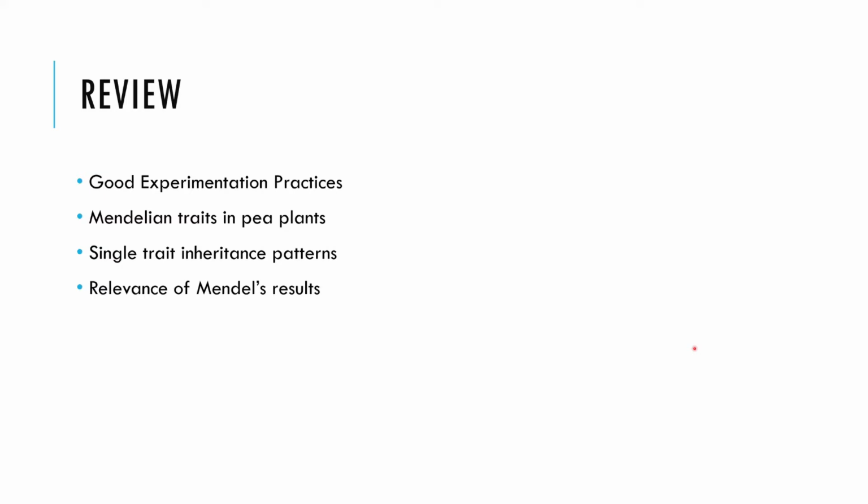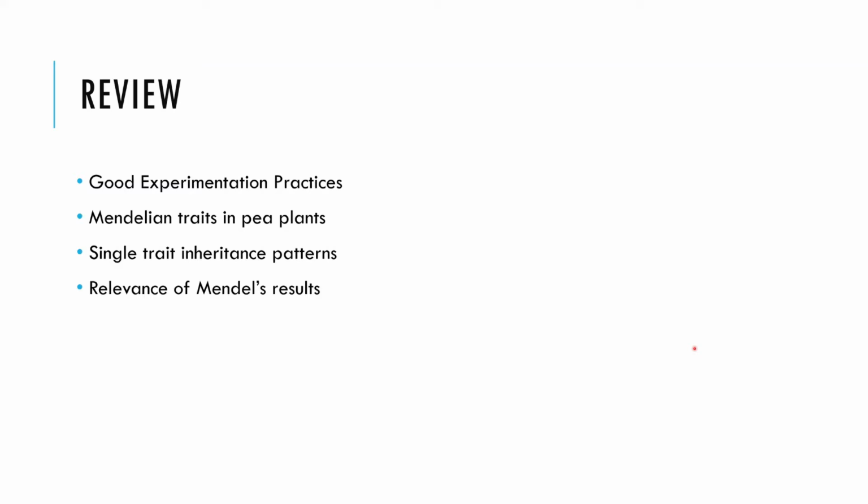So we learned about good experimentation practices, the importance of hypothesis testing and the use of controls and a good model system. We saw how Mendel's experiment followed these good experimental practices. And we also saw the Mendelian traits, 7 traits in pea plants. Next, we went a little bit deeper into the trait inheritance patterns using a single trait, that of flower color.